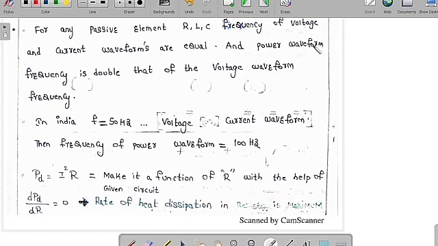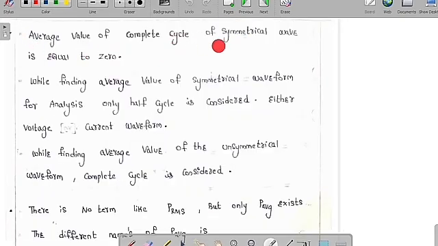The average value of the complete cycle of a symmetrical wave is equal to 0, because the average value of the complete cycle of a symmetrical wave is always 0. That is the reason we consider only half of the time period, not the full cycle. While finding the average value of a symmetrical waveform, only the half cycle of either the voltage or current waveform is considered, because otherwise it will become 0.